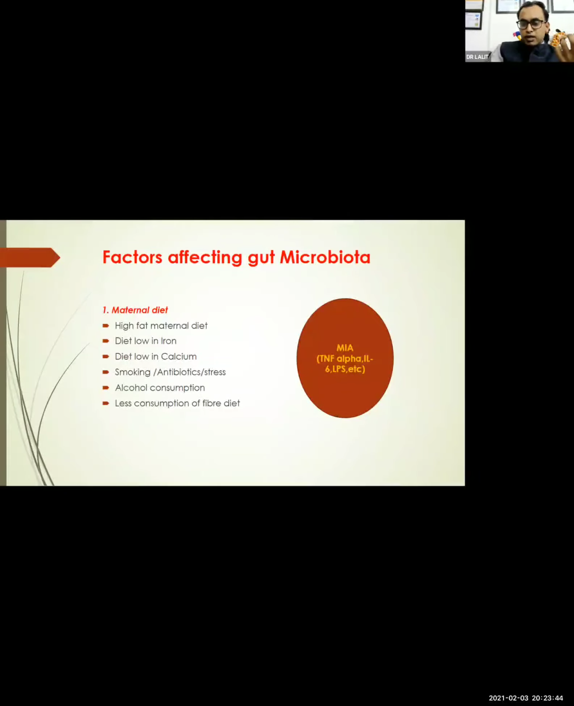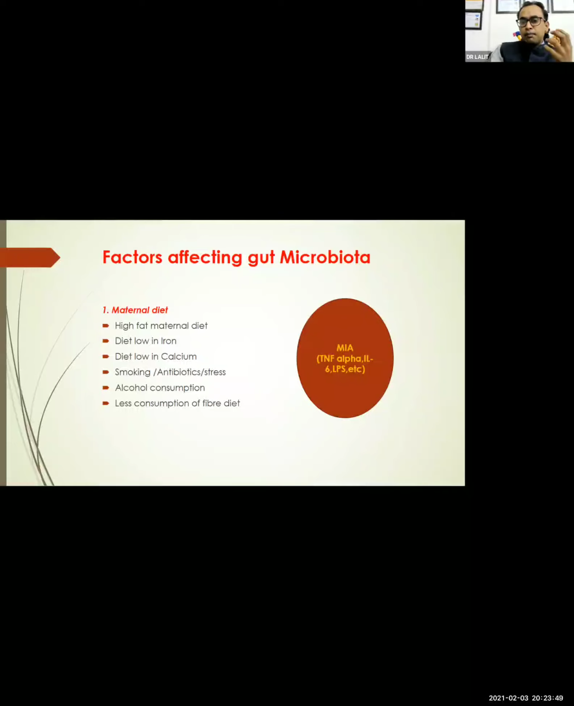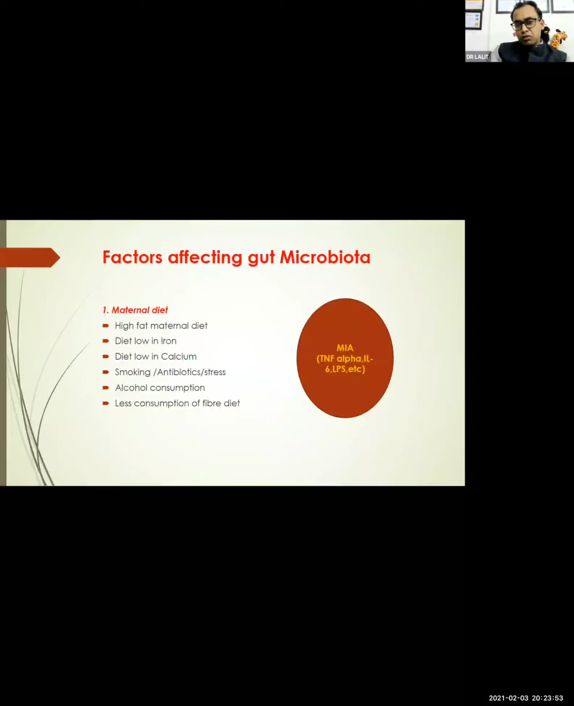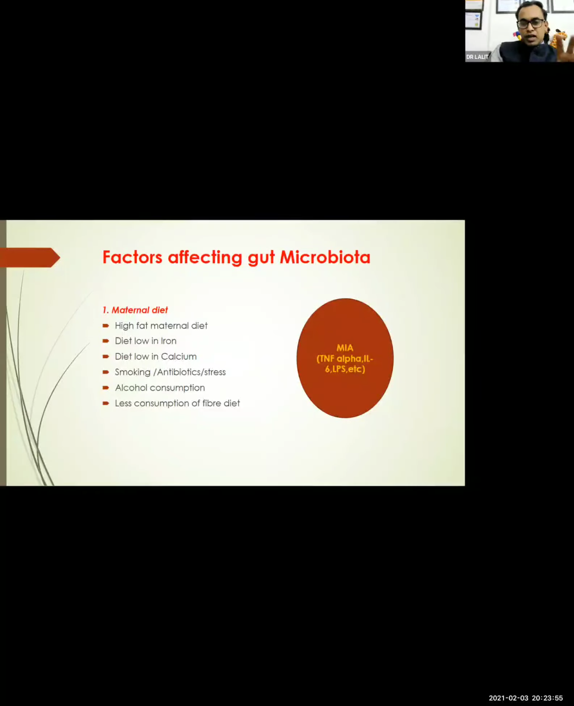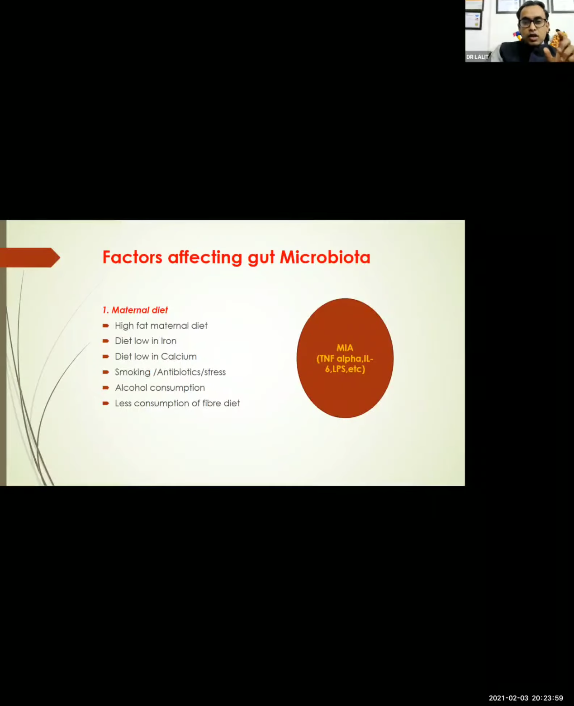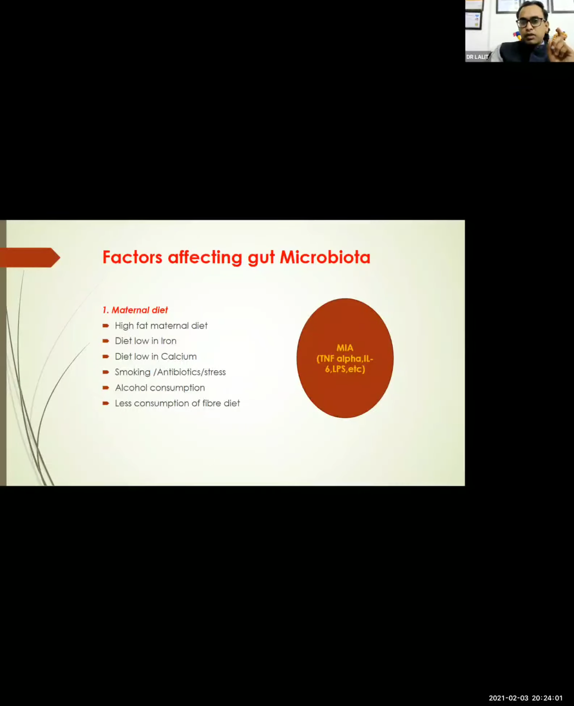A balanced diet means you should have a good amount of carbohydrates, fats, and proteins, but in a balanced ratio. This word balanced we always miss. We just feed her a good fat, heavy diet, thinking she will eat well, but it is important that she has a balanced diet. A high fat maternal diet has been considered one of the most important factors altering the gut microbiota. And then, a diet low in iron.